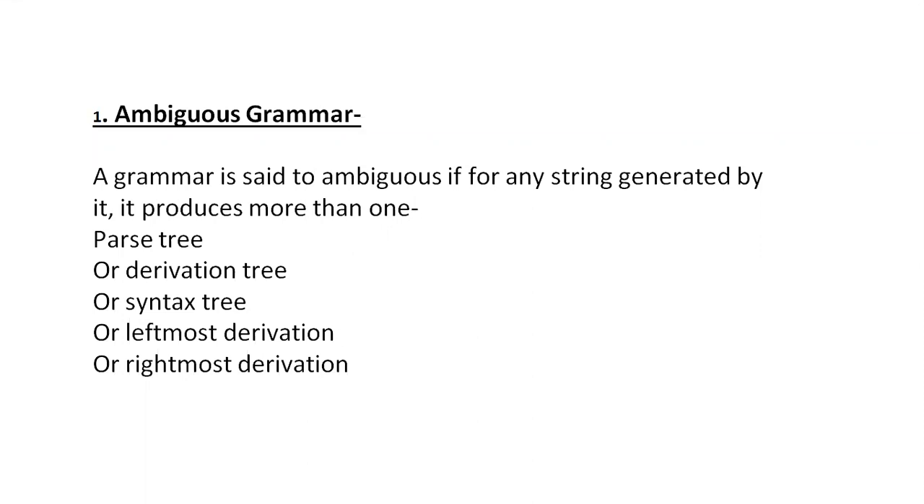It may be more than one parse tree, derivation tree or syntax tree, or more than one leftmost derivation or more than one rightmost derivation. If the grammar generates any one of these, then that type of grammar can be called an ambiguous grammar. Here we have some reasons to show that it is an ambiguous grammar.